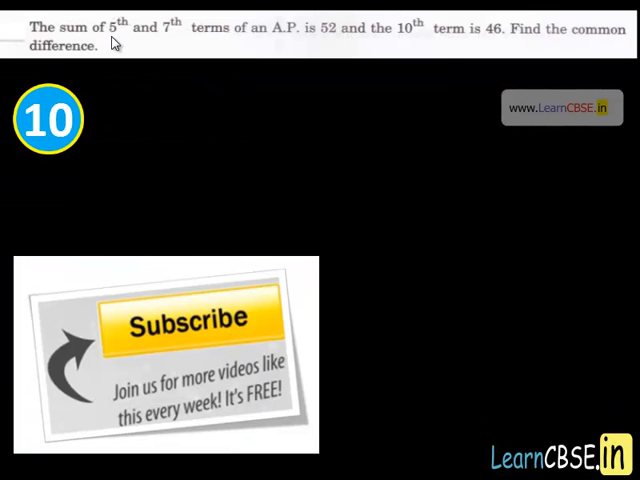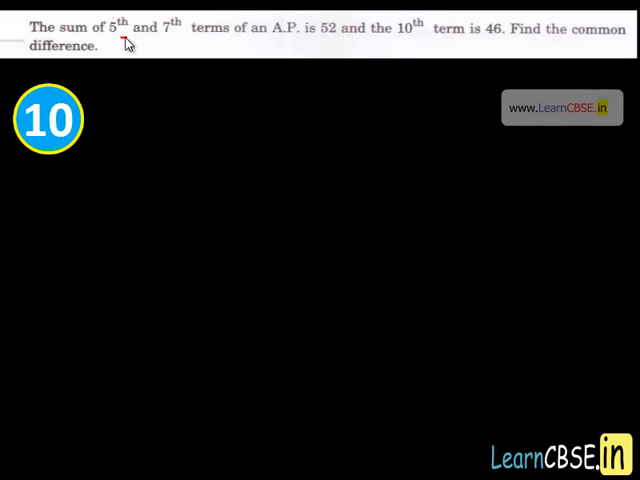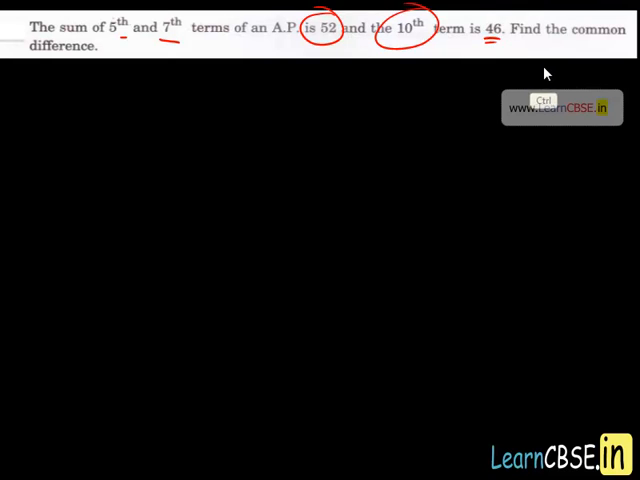Let's move to the next question. In this question, the sum of 5th and 7th terms of an AP is 52 and 10th term is 46. We have to find out common difference. Let's work out the problem.